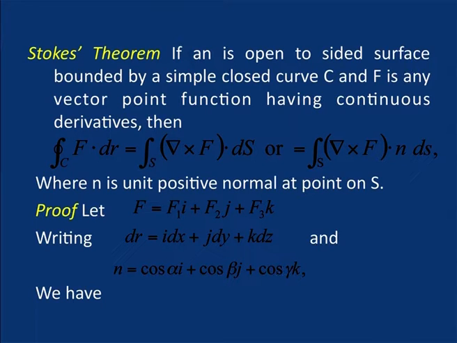Proof of the theorem is as follows. Let f be a vector point function defined as f1 i plus f2 j plus f3 k, and dr is equal to i dx plus j dy plus k dz. n cap here is cos alpha i plus cos beta j plus cos gamma k, where cos alpha, cos beta, cos gamma are the direction cosines of the vector n cap.